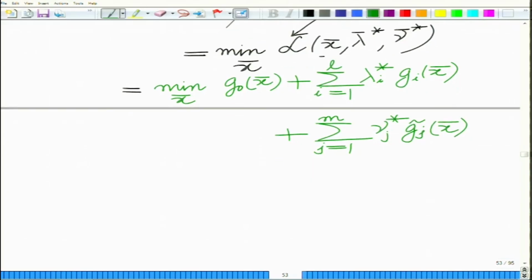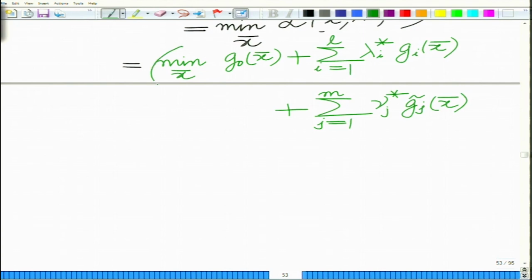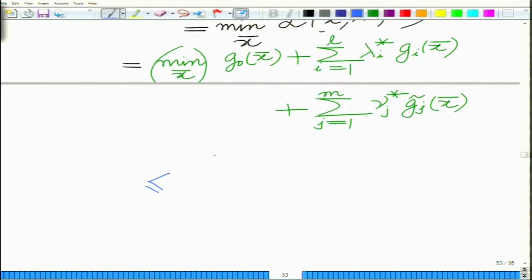Once you realize that, the rest of the argument is very simple. This is the minimum over all x bar, which means it is less than or equal to its value corresponding to x bar star, because x bar star is one particular x bar that belongs to the feasible set.